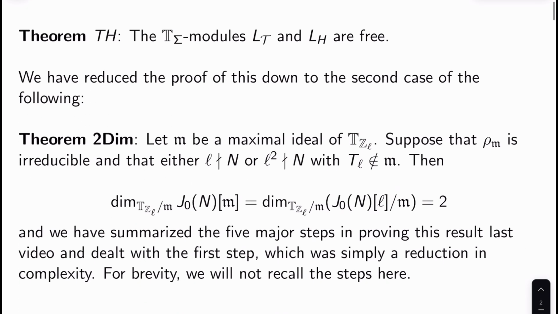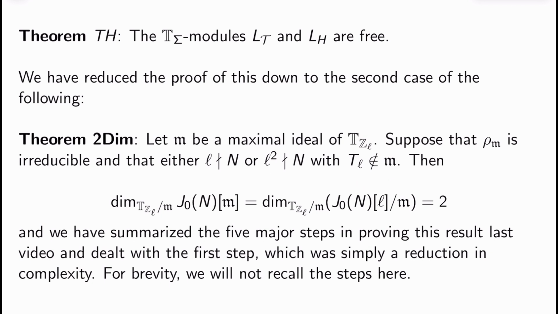Let's recall the theorem. It says that the modules L sub t and L sub h that we constructed several videos ago are free T sub sigma modules. And we reduced the proof of this down to the second case of the following theorem that I'll call Theorem 2dim, which says: let M be a maximal ideal of T sub z sub L, where L here is just some kind of odd prime. Suppose that rho sub frac M is irreducible as a representation, and that either L doesn't divide N, or L squared doesn't divide N, and T sub L is not in frac M.